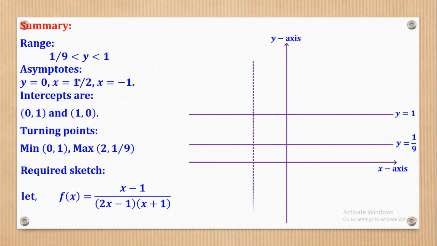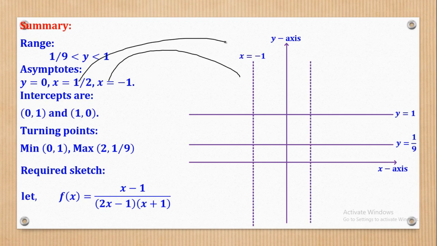Therefore, the asymptotes, we have this one, we also have this one, and y is equal to 0, which is the x-axis. The next are the intercepts, so there is this one, which is (1, 0), and also (0, 1), which is here. Then there are turning points. This one is also a turning point, and there's another turning point, which is this.